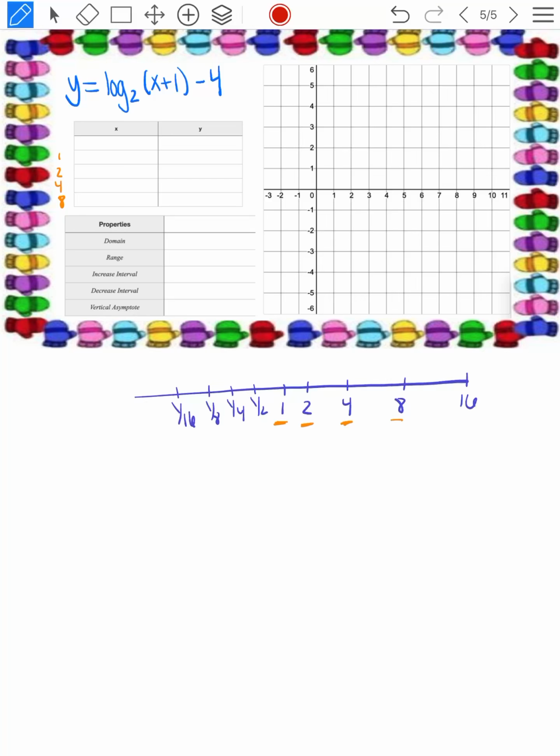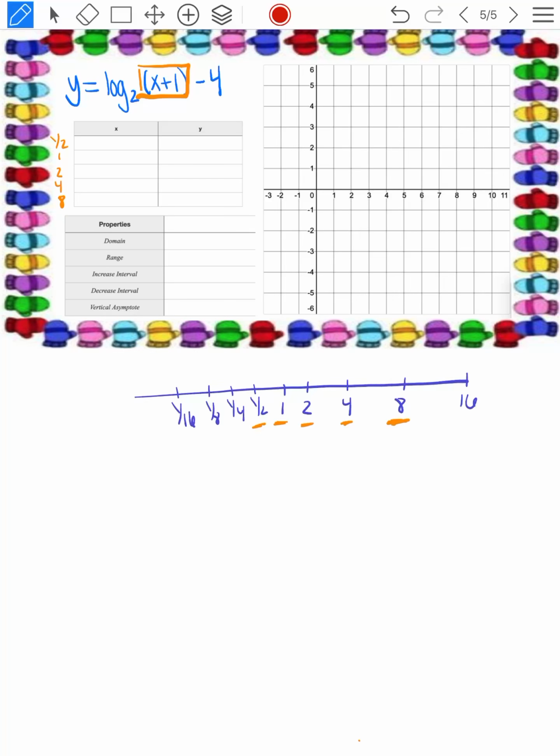1, 2, 4, and 8. And then I'll just do one fraction, 1/2, because 16 is not going to fit on my graph paper. So there are my 5 points I'm trying to land on. So the first thing I have to do before I even start finding where to land on my number line is I'm going to add 1 to whatever number I choose.